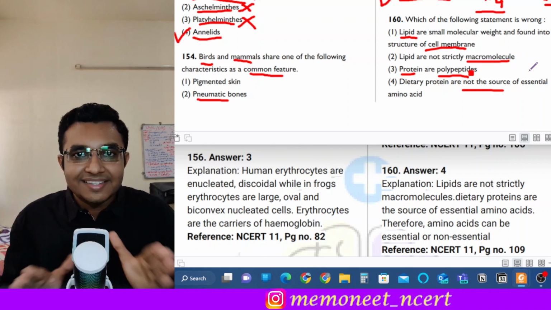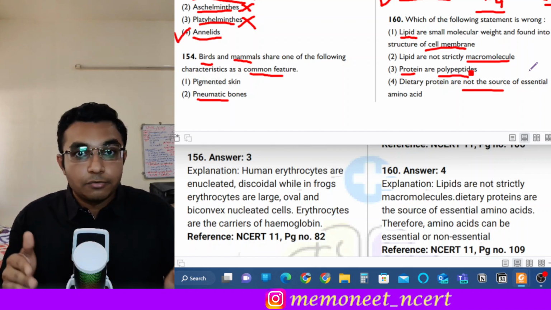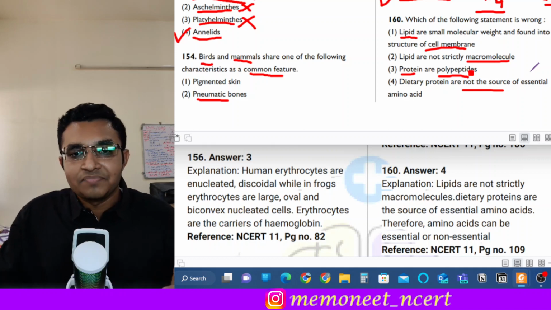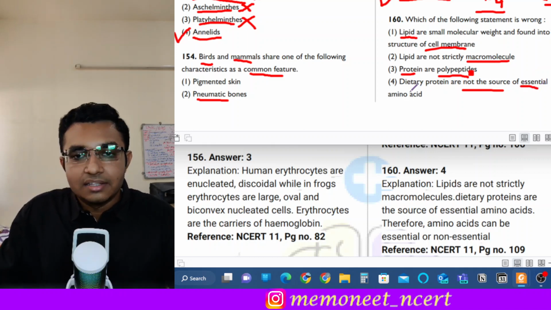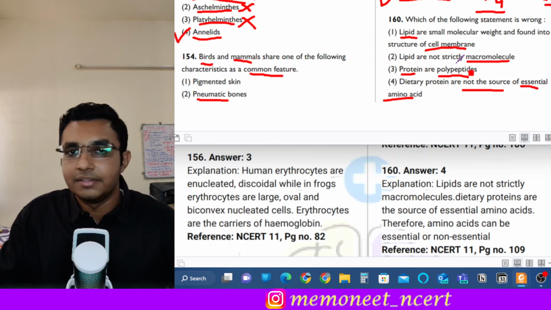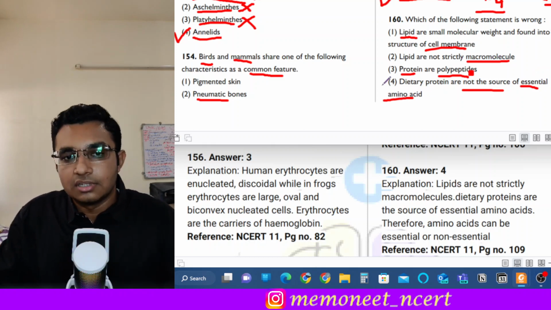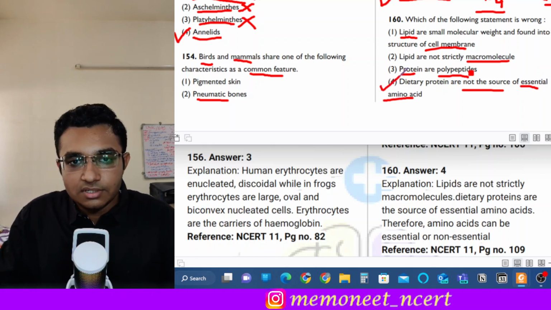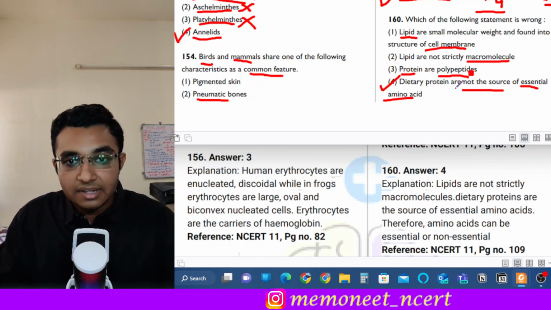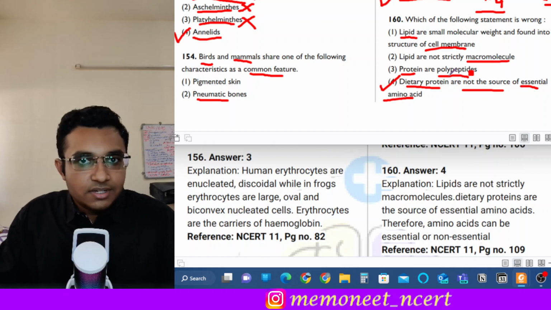So they are not essential to take in the diet. Therefore they are called non-essential. But the essential amino acids, their source is our diet only. They are not produced in our body. So the correct answer for this question is option 4, because this statement is incorrect: dietary proteins are the only source of the essential amino acids.